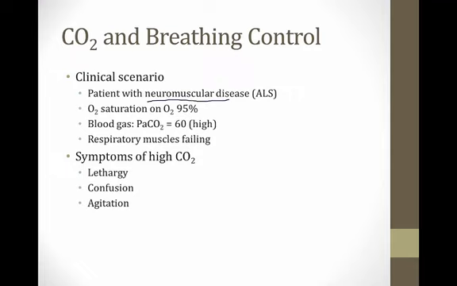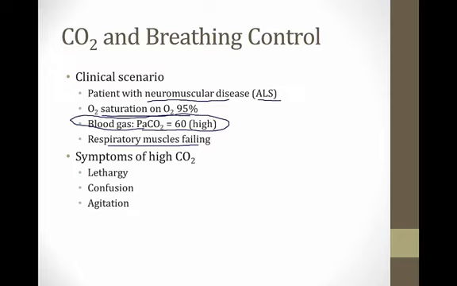Another clinical scenario where the CO2 is useful to monitor ventilatory status is in patients who have neuromuscular diseases like ALS. So if you give oxygen to these patients, you'll raise their oxygen level to the normal range, but on a blood gas, if they have advanced ALS, you'll find that their CO2 is high, like 60, and this means that they're hypoventilating. Their respiratory muscles are failing because of the neuromuscular disease.